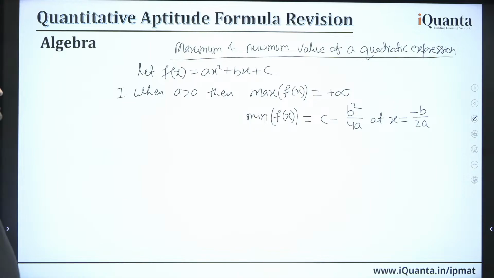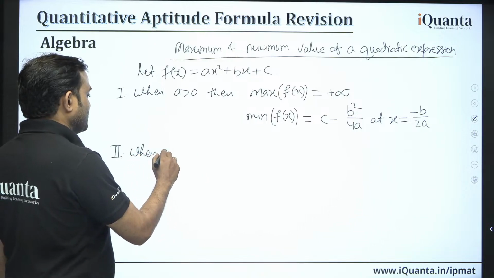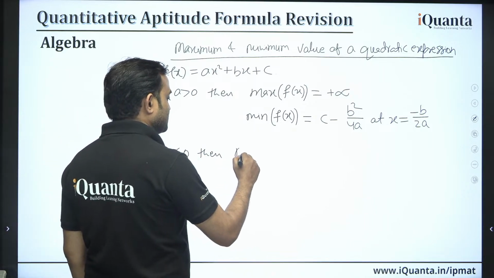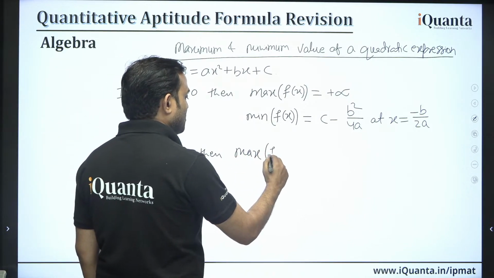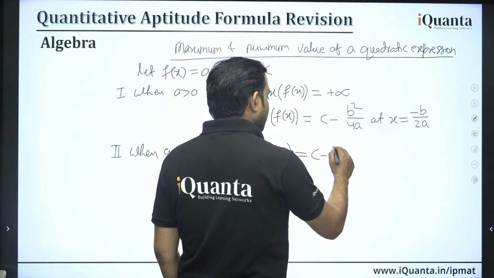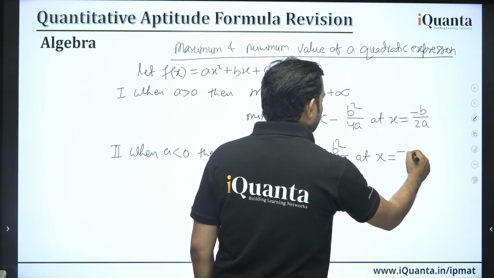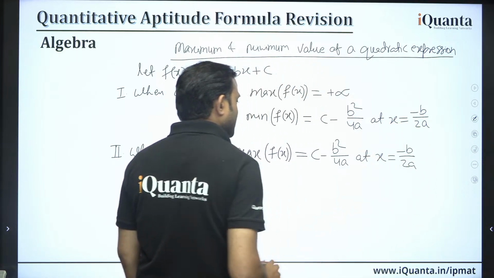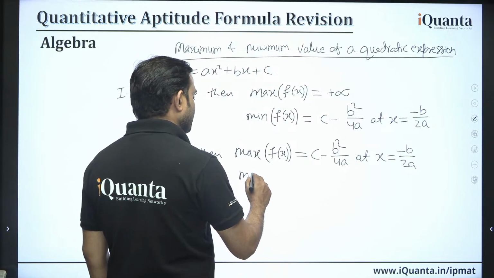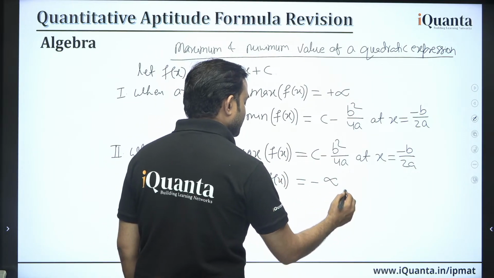All right. Similarly, when a is less than 0, then the maximum value of this f(x), this quadratic expression, will be c minus b square upon 4a, where at x is equal to minus b by 2a. Same expression at the same value of x, and the minimum value of f(x) will be equal to minus infinity.